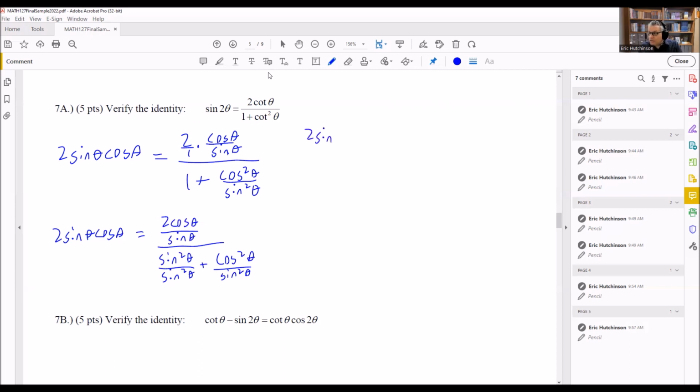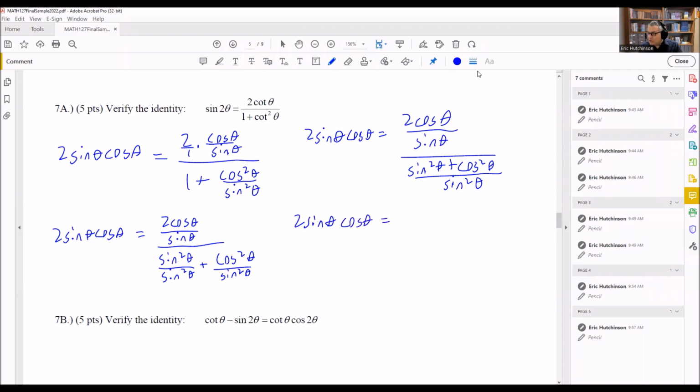Okay, so continuing here, we have 2 sine theta cosine theta is equal to 2 cosine theta over sine theta. Now on the bottom here, we can put this together. We get sine squared theta plus cosine squared theta, all of that over sine squared theta. We now have one fraction on top and one fraction on the bottom. We're allowed to now flip and multiply these. So it's going to be the top fraction multiplied by the reciprocal of the bottom fraction.